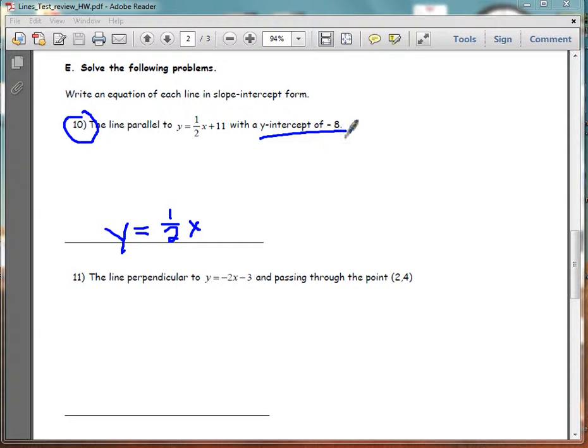Now, you're used to plugging in the x and the y and solving for b. Well, guess what? The y-intercept, remember, is b. So really all you have to do is plug in b. It's almost like a trick question because it's so easy. Remember, y-intercept is b. I think once you understand that, some of these problems are going to be easier for you.